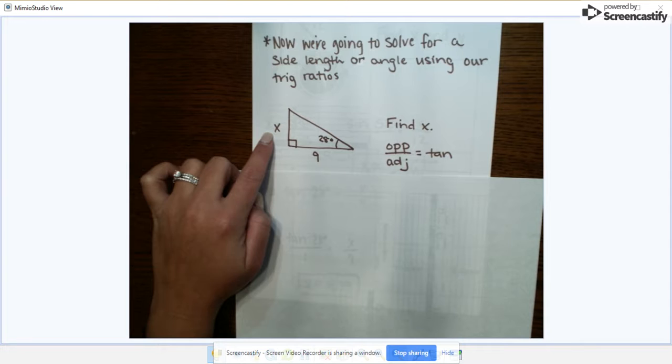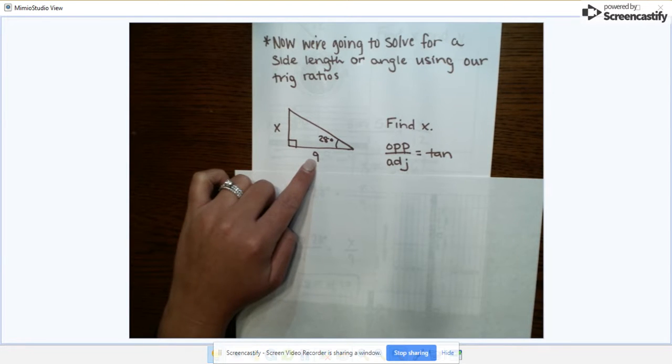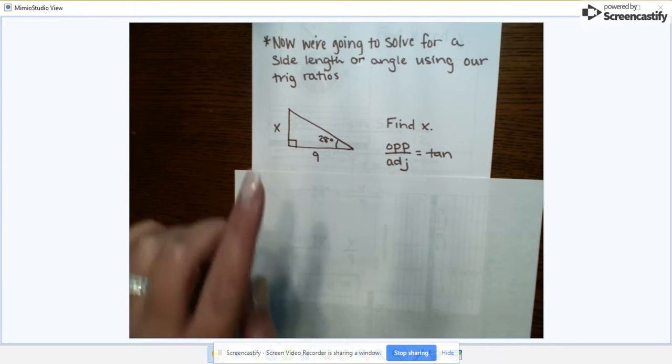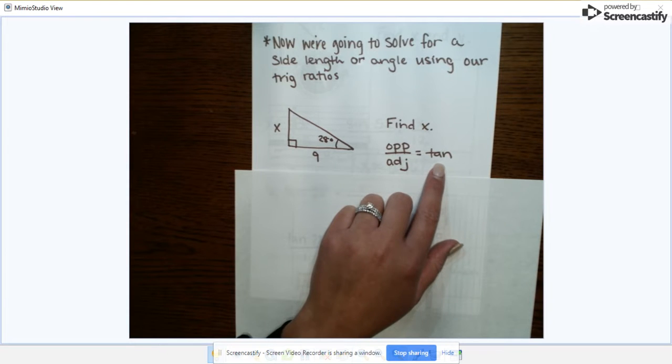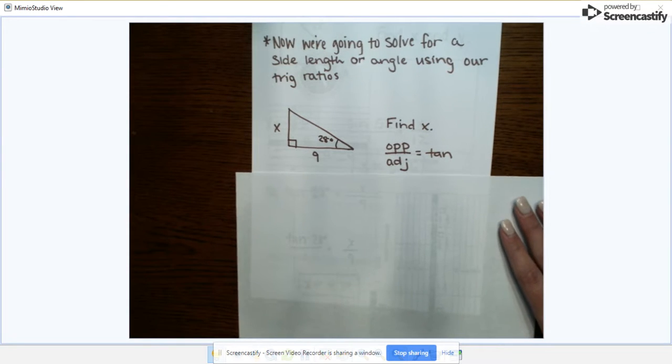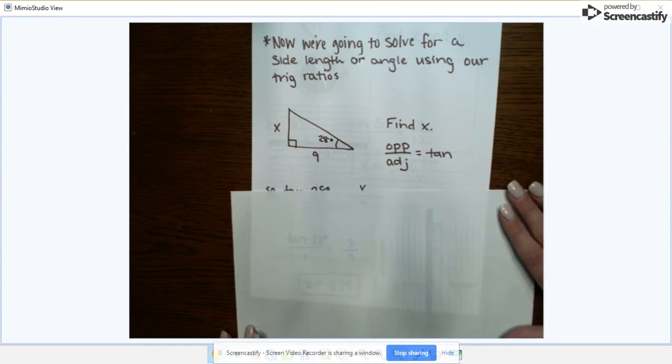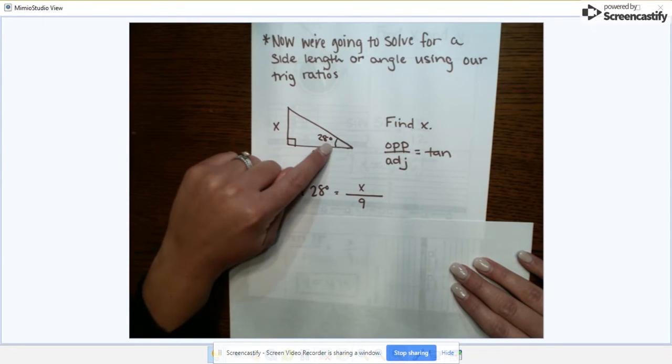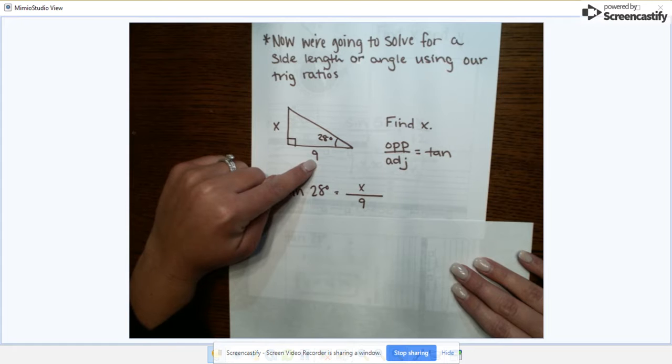So we have the opposite side and the adjacent side. And then we think of our trig functions and decide which trig function, sine, cosine, or tangent, uses the opposite and adjacent. And we think, well, that's tangent. So we know we're going to have to use tangent in order to solve. So we set up an equation. We have tangent of our angle, so tangent of 28 equals x over 9.